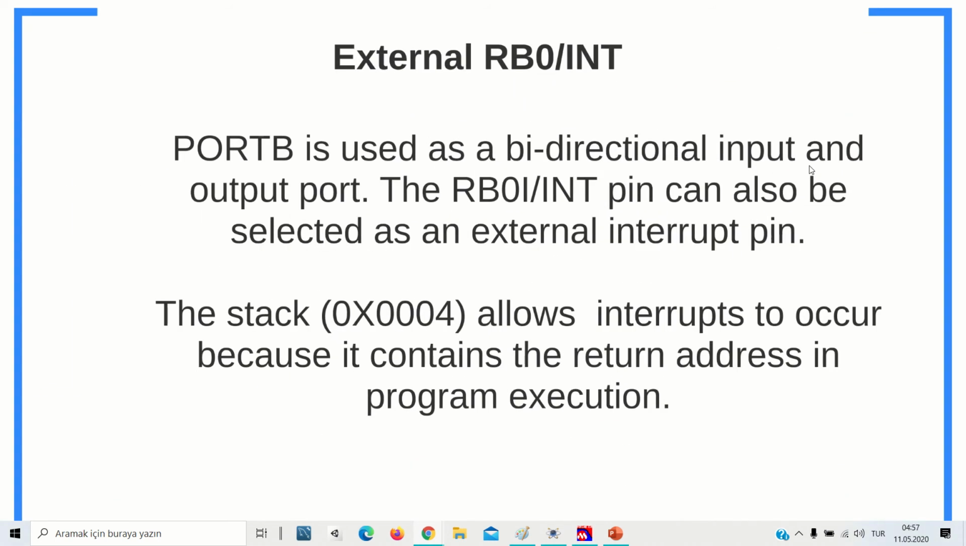What is the external RB0 INT interrupt pin? Port B is used as a bi-directional input and output port. The RB0 INT pin can also be selected as an external interrupt pin. In this case, the stack allows interrupts to happen because it contains the return address in program execution.